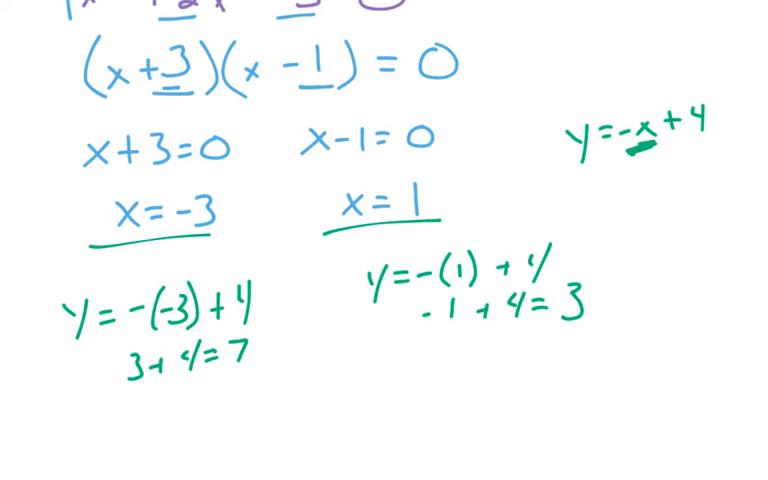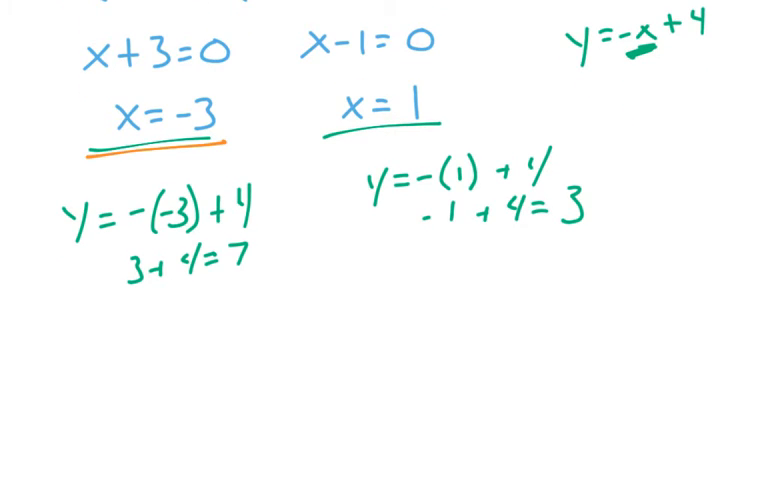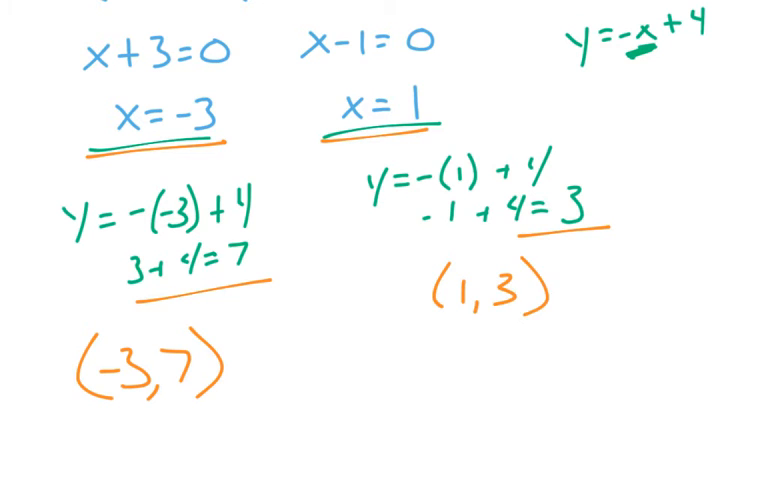Okay, so what this tells me, let me switch to a different color here. We'll switch to orange. So I have an x value of negative 3 and a y value of 7. What that tells me is that negative 3, 7 is on the graph, and then I get an x value of 1 and a y value of 3, which tells me that 1, 3 is on the graph.